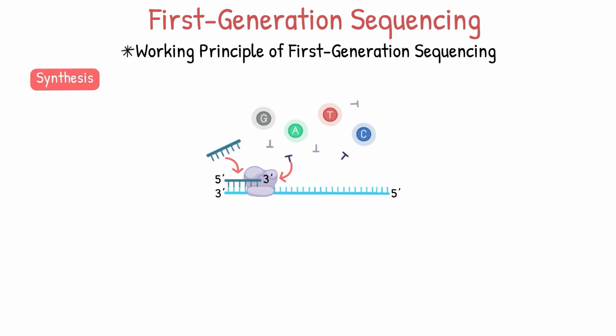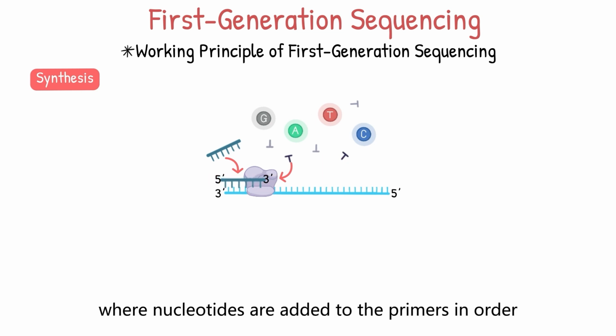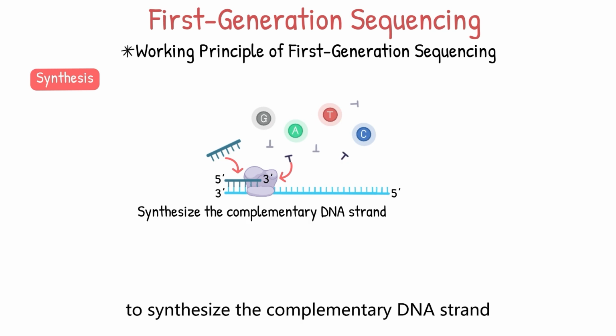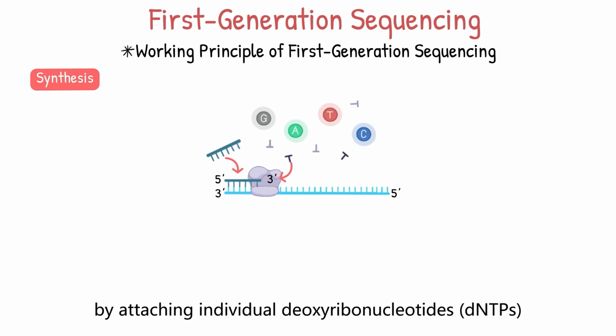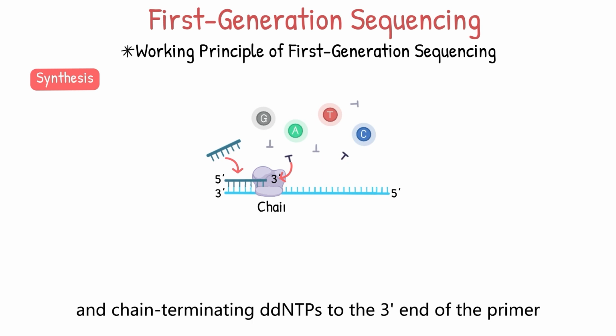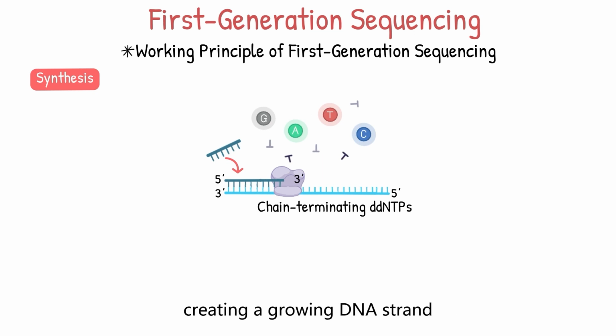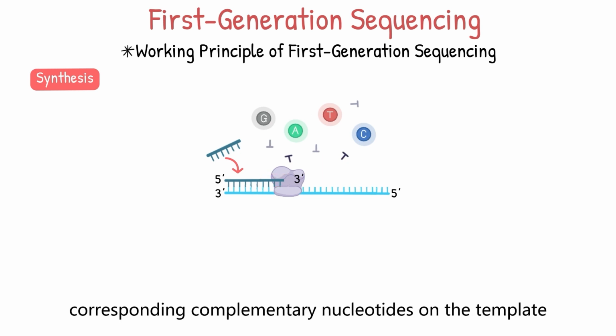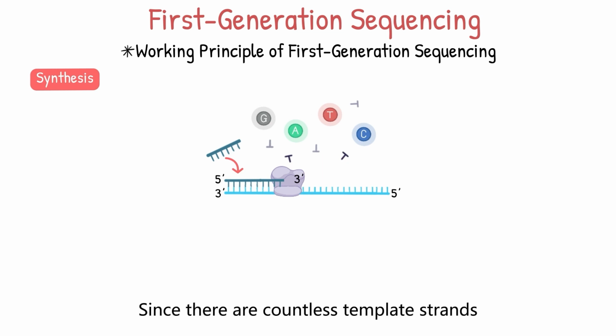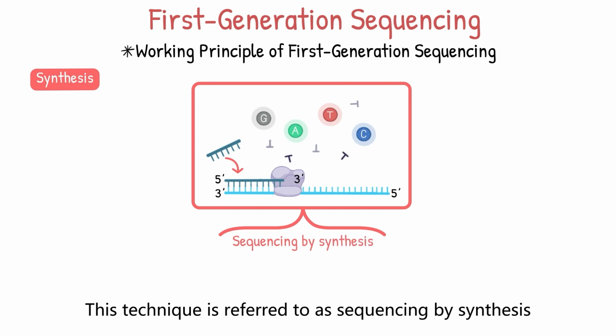Fourth is synthesis. Following primer annealing, the next step is primer extension, where nucleotides are added to the primers in order to synthesize the complementary DNA strand. A DNA polymerase enzyme facilitates this process by attaching individual deoxyribonucleotides, or dNTPs, and chain-terminating ddNTPs to the 3' end of the primer, creating a growing DNA strand. The dNTPs and ddNTPs randomly bind to their corresponding complementary nucleotides on the template. Since there are countless template strands, the final products include numerous possibilities with different fragment lengths. This technique is referred to as sequencing by synthesis.